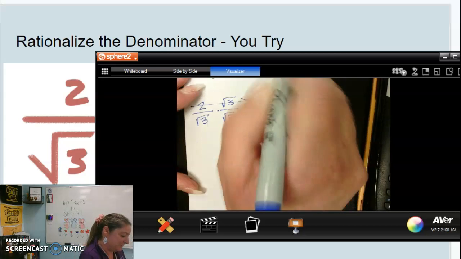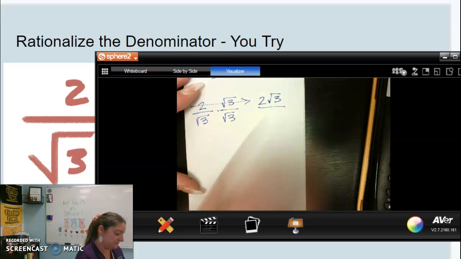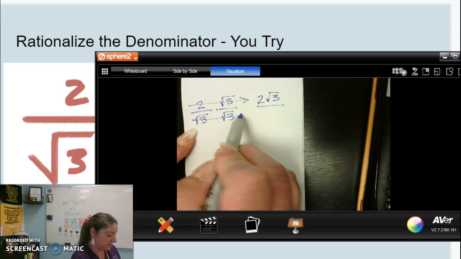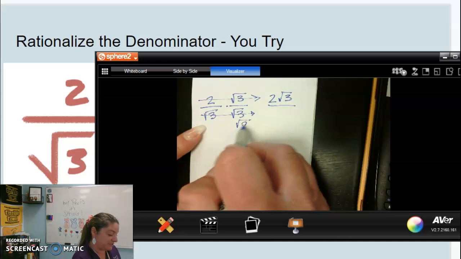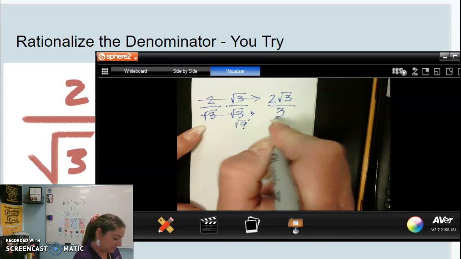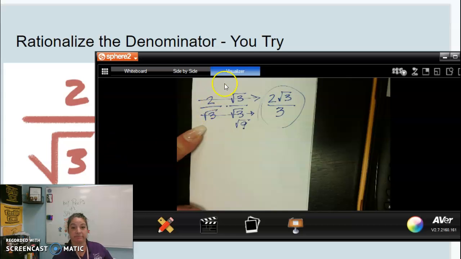All right, 2 times root 3. Square root of 3 times the square root of 3 is going to become the square root of 9, which is 3. Done. That's it.